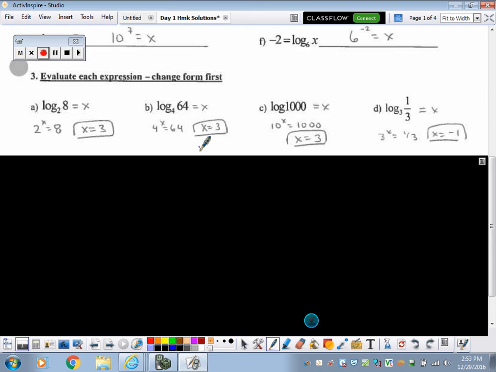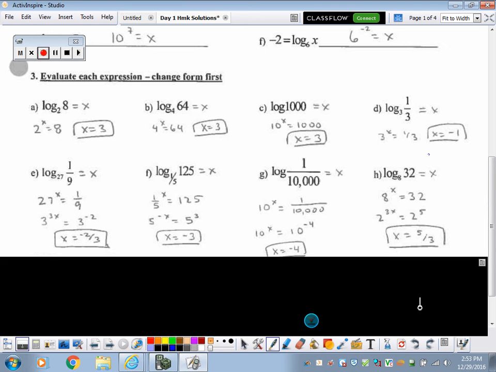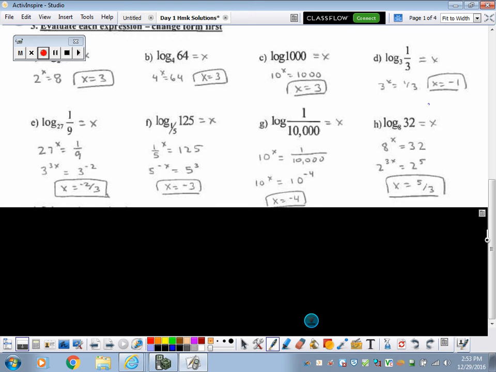A little bit of a pattern here. 10 to the what power is equal to 1,000? That's also 3. Letter D, 3 to the what power will give us 1/3, and x equals -1. E through H are a little bit more complicated because we've got some negatives in here we have to deal with, because we've got some reciprocals. Letter E, 27 to the what power gives you 1/9?